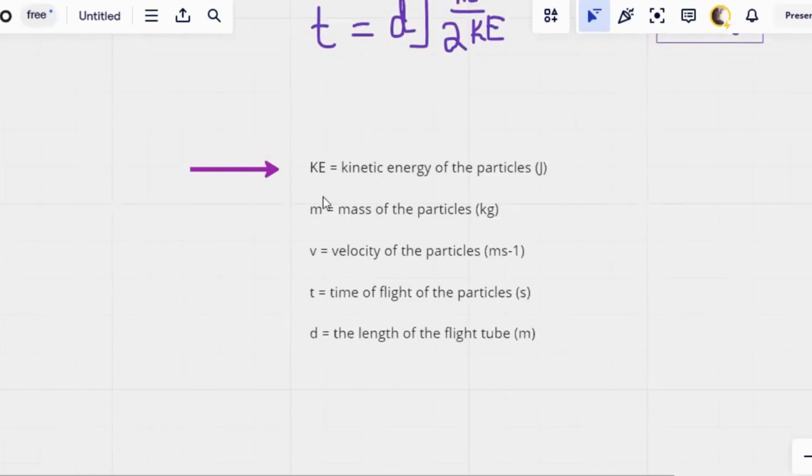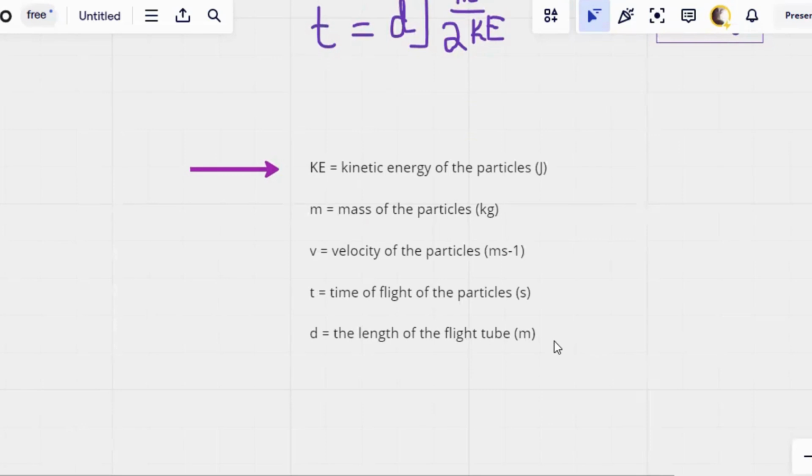For your ease, I have written the full forms of the abbreviations here. You can simply see it. KE equals kinetic energy, m equals mass, v is the velocity of the particles, t is the time of flight of the particles, and d is the length of the flight tube. I have also written the units of these. And from an exam point of view, what you need to remember regarding the mass spectrometer is that all the particles in the mass spectrometer are accelerated to the same kinetic energy. Don't forget this for your questions.